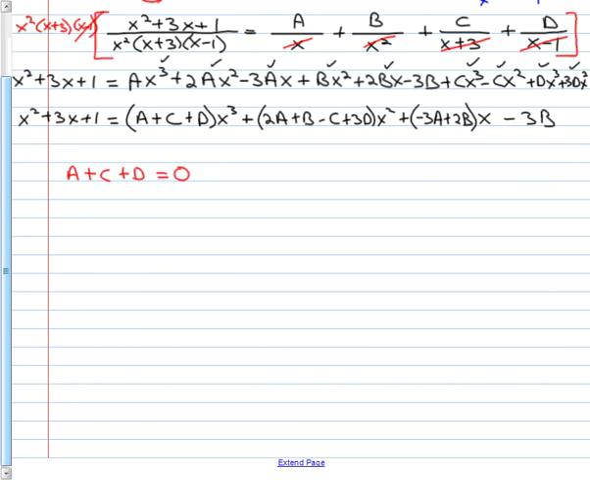My concept was the 2a plus b minus c plus 3d equals 1. That's the x squared coefficient. The negative 3a plus 2b equals 3. That's the x coefficient. And the negative 3b equals 1.